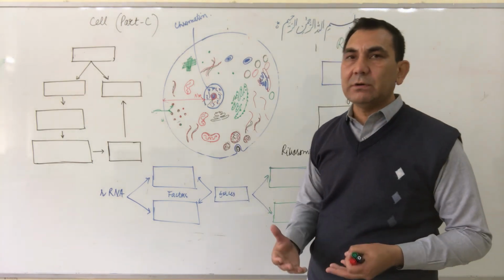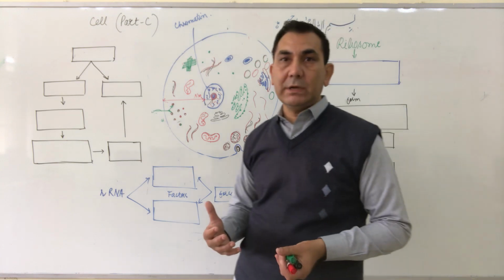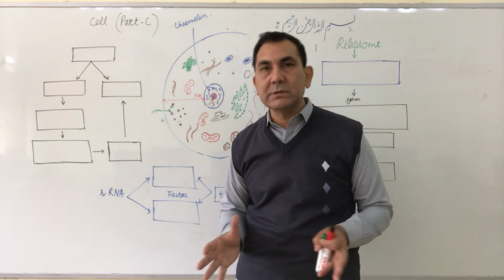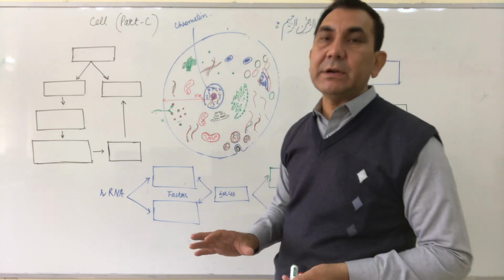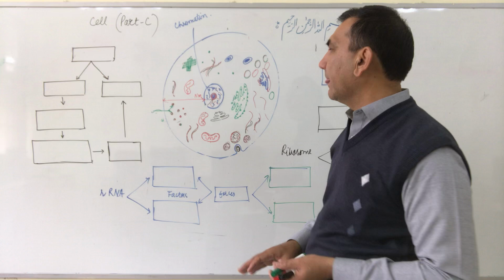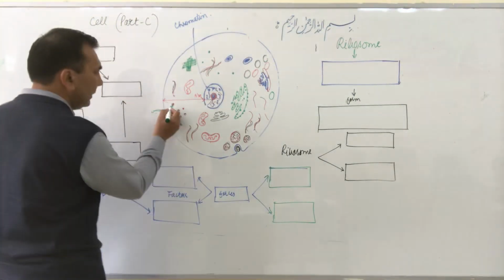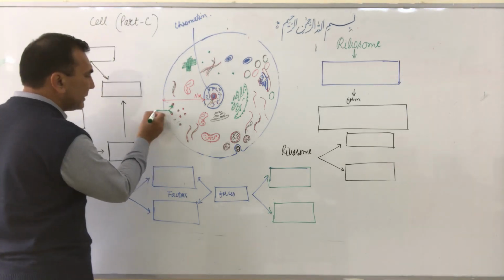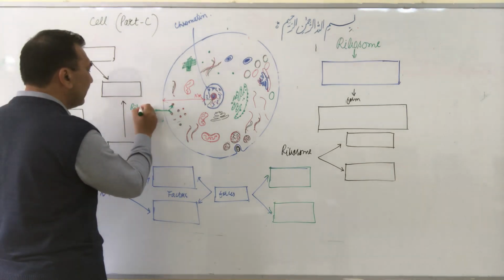In today's lecture we will cover part C of the cell. In the previous lecture yesterday we covered the cytoplasm, its composition, and the different types of organelles present inside the cytoplasm. Now in today's session we will learn about the small organelles present inside the cytoplasm, called the ribosomes.